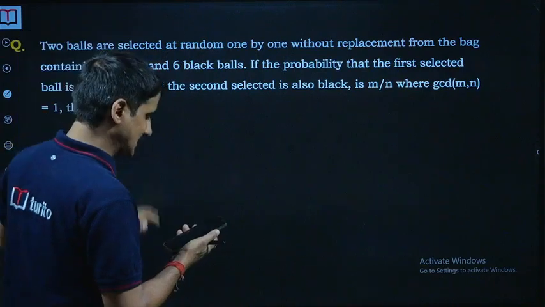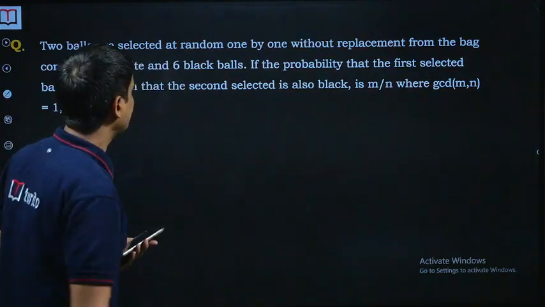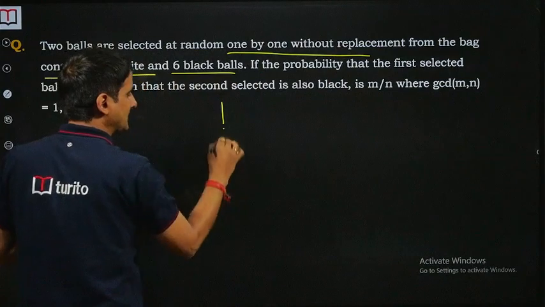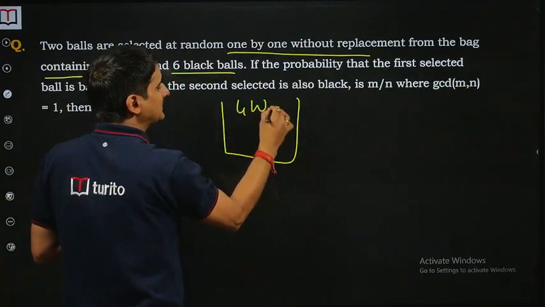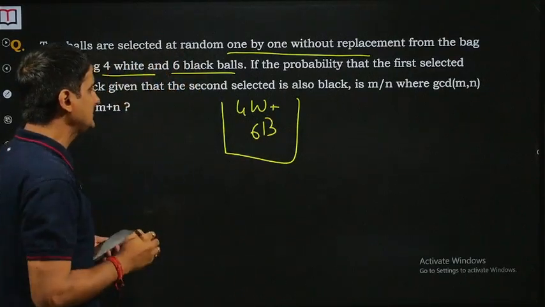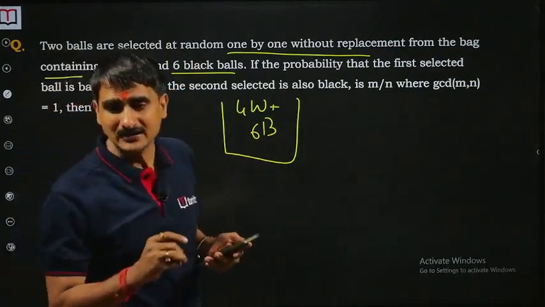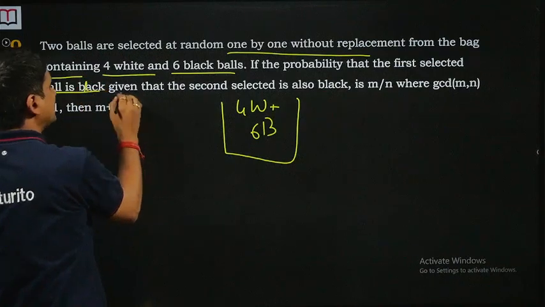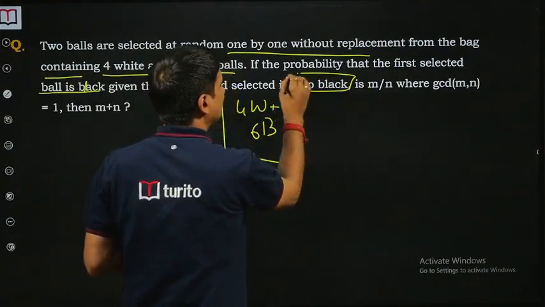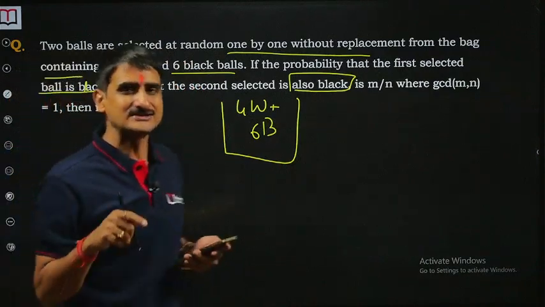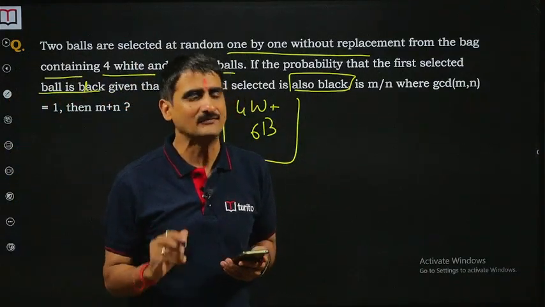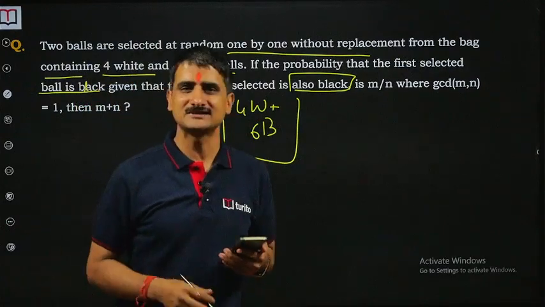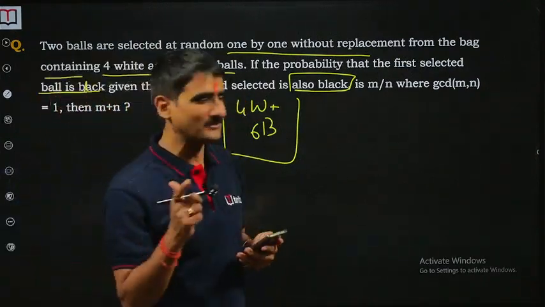Now next is, 2 balls are selected at random one by one without replacement from the bag containing 4 white and 6 black balls. So a bag has 4 white plus 6 black balls. If the probability that the first selected ball is black, given that the second selected ball is also black, is m by n. Now see, isn't that a question of Bayes theorem, a very important concept in probability, a very anticipated concept as far as examination is concerned from probability, Bayes theorem.